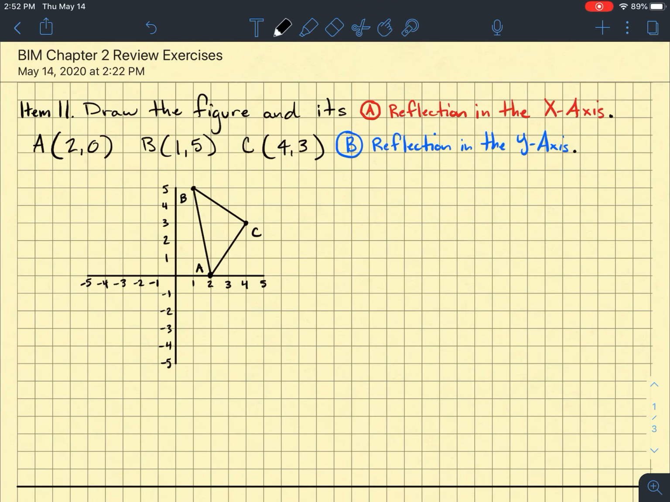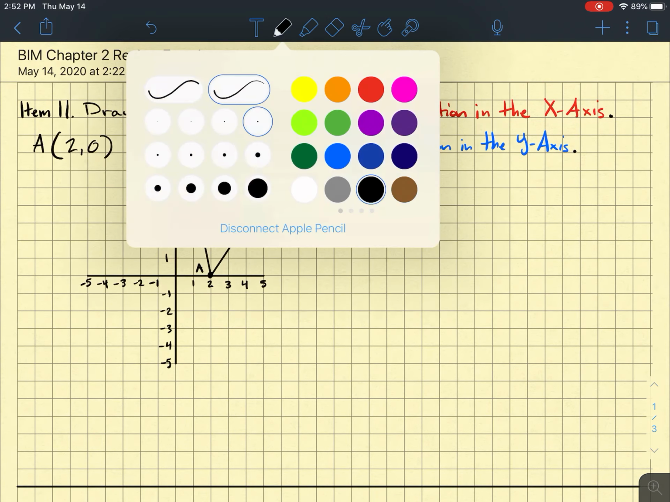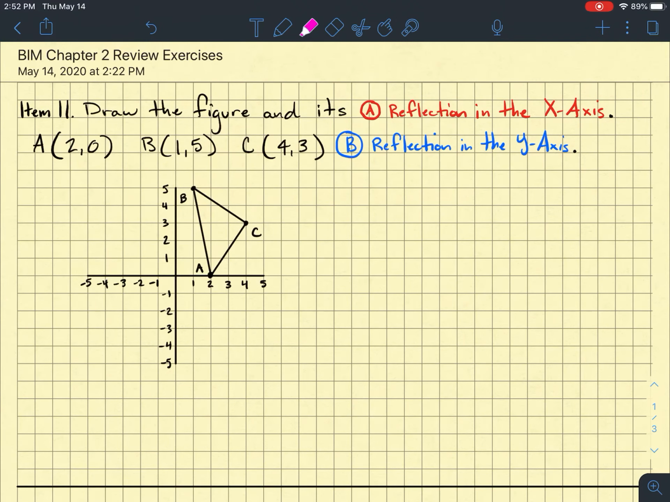The first thing we're going to do is reflect it in the x-axis. We'll do that in red. Let me highlight the x-axis. So this is the x-axis here, and what we're basically going to do is shoot these points all the way down to the other side of the x-axis. Remember, the B will stay along this line here. The C will stay along this line here. And since the A is on the axis itself, the A will not change, will not move.